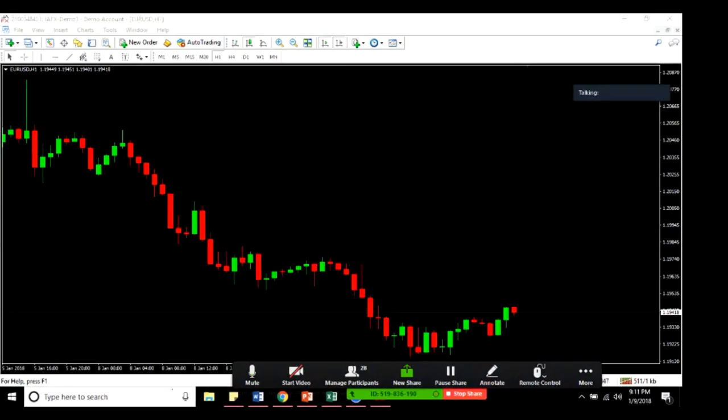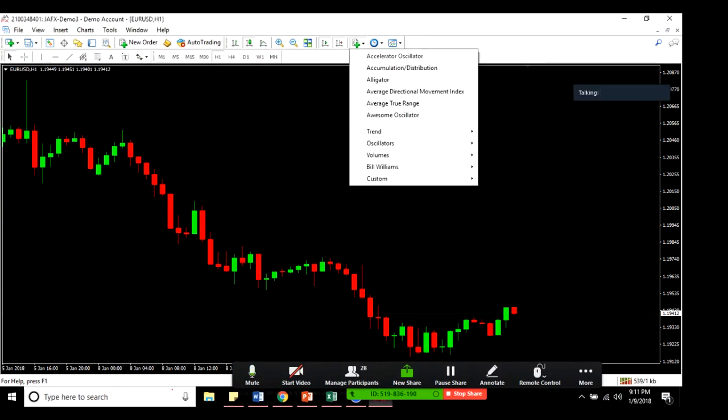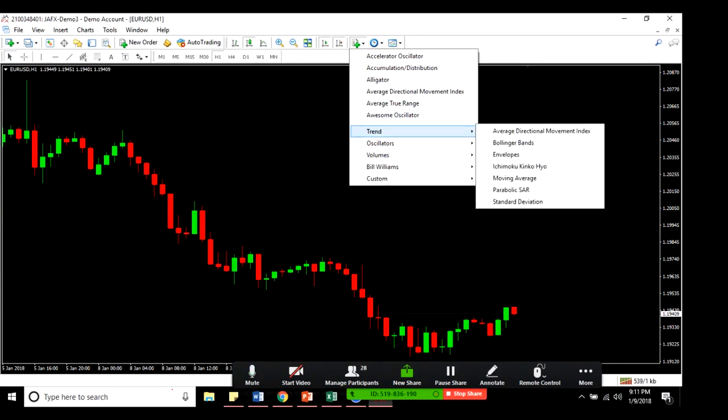Okay. Now what we're going to do is basically set up a couple of indicators for you all to use. The first one we're going to add is one moving average. In order to do that, we come up here to this page with the green plus and click on it. We go down to trend and click on moving average.